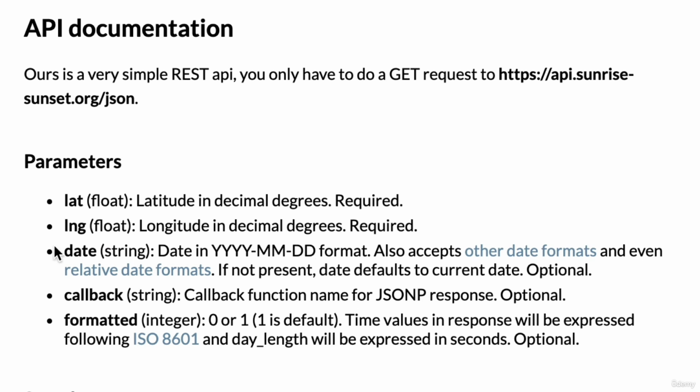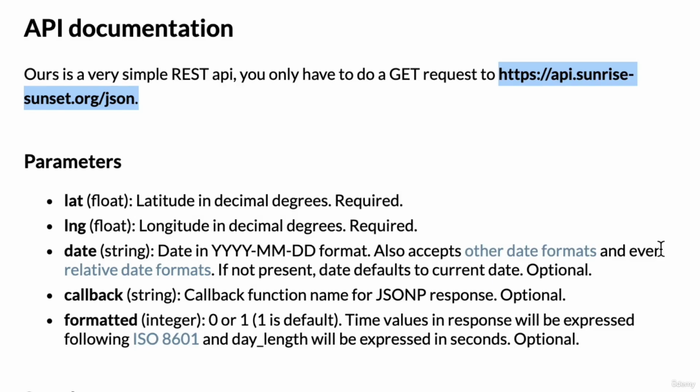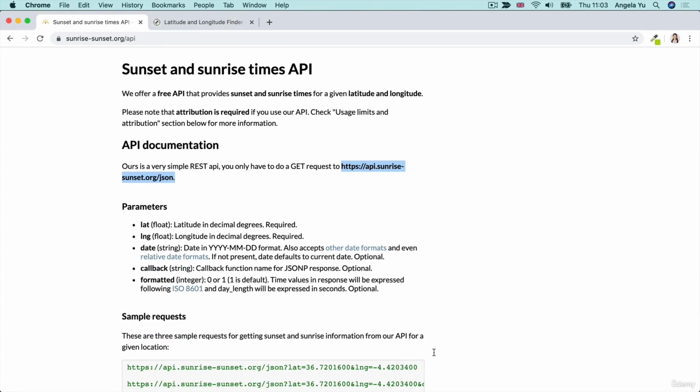For example, the date you could provide, say you wanted to know the sunrise and sunset on a particular day in the future or in the past, but you can also leave it empty and it will default to the current date. Now, the endpoint in this case is this particular URL, api.sunrise-sunset.org/json, but don't worry, I'll also link to this documentation in the course resources as well. Let's see how we can get this to work.